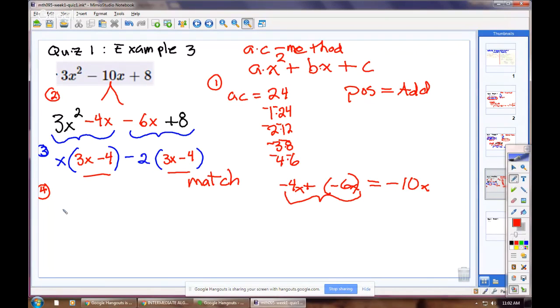So once you find that match, you pull it out. So I pull out my 3x minus 4. And then I make a note of what's left behind because I pulled that out. Well, what's left behind is the x minus 2.